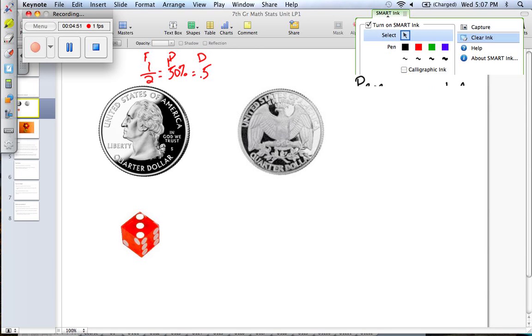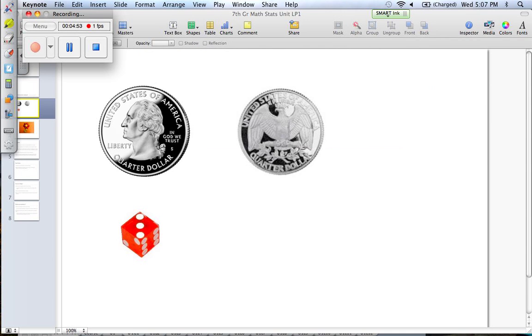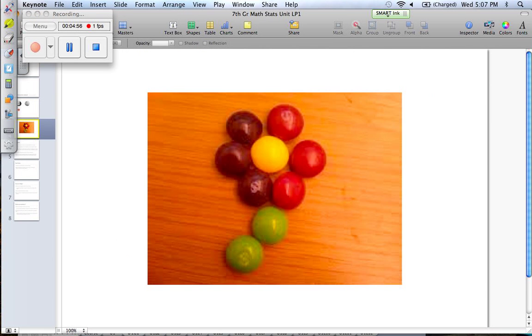This should all be, hopefully, a review, and we're going to do a little example problem together. Here I have some Skittles. Now, these are obviously some older Skittles. Hopefully you can still see the colors. I want to know what the probability is, if I just randomly reach in and grab one, that I get a green Skittle.